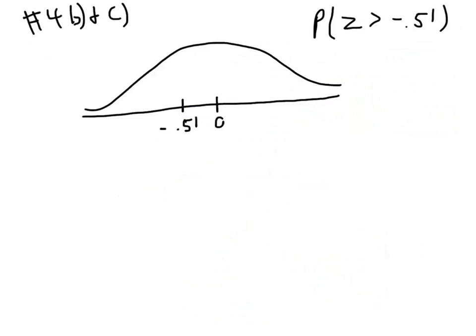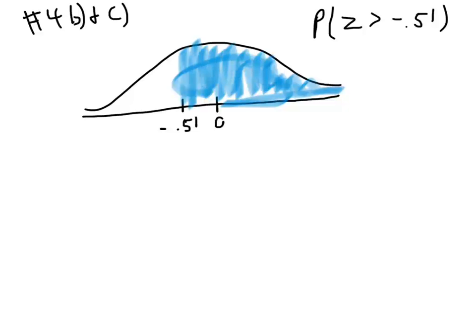Let's take a look now at 4b. I want the probability that z is greater than negative 0.51. So let's shade that in. And that is all this area up here. Well, we can't look that up in the table with our CDF, but what we could check out if we had the right information here is the CDF would give us the area to the left, but we can't look that up because it's a negative number and our table only has positive numbers.